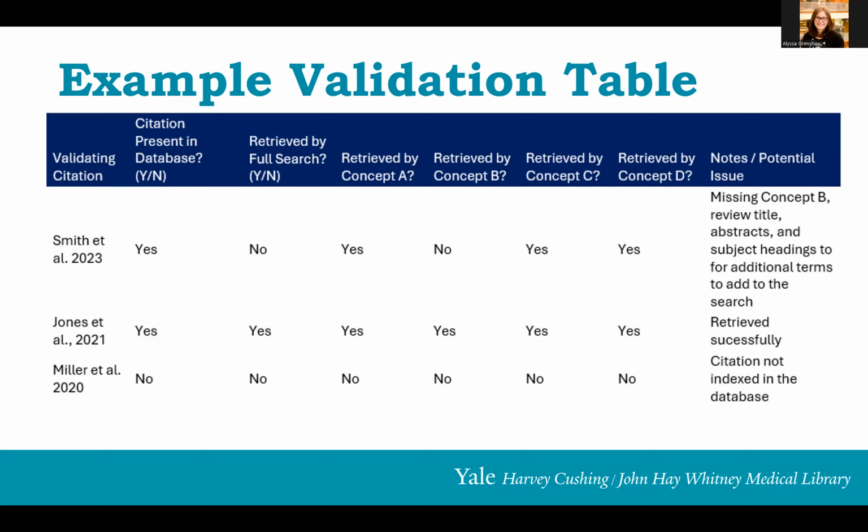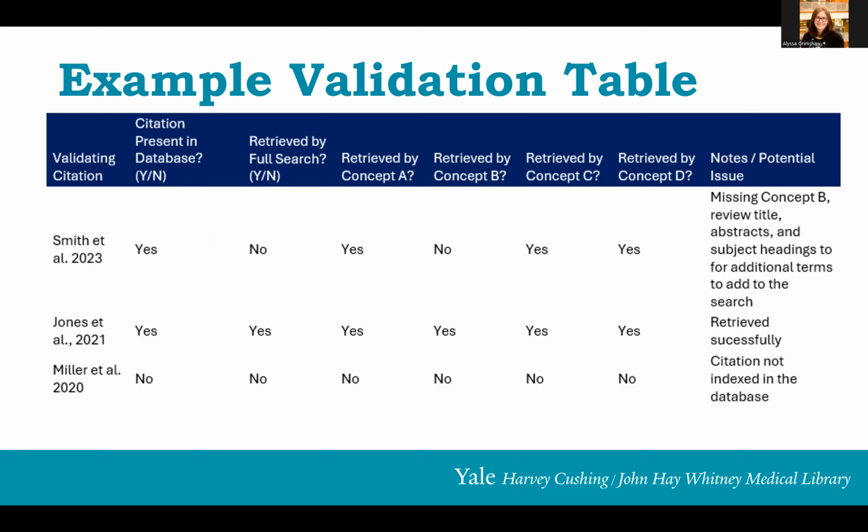Okay, so pro tip here. I generally do not recommend using PubMed as a database for search validation. PubMed has significantly less journal coverage than other databases such as Embase, Web of Science, or Scopus. So in that database, you might find that a validating article may be absent due to indexing coverage rather than deficiencies in the search itself. So it's just important to note.